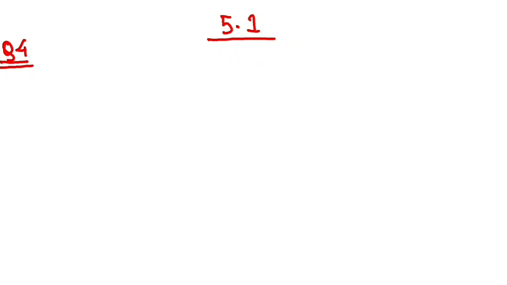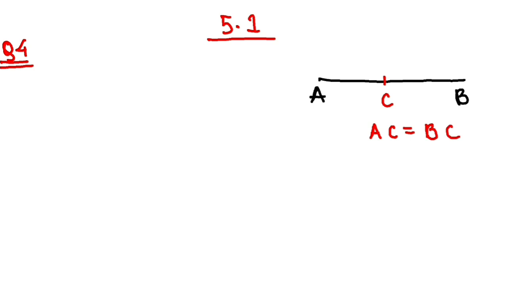We have learned the 7 axioms given by Euclid. Now we shall solve some questions. Exercise 5.1, question number 4. The question goes like this. There is a line segment AB and there is a point C in between A and B. It is also given that AC is equal to BC. Now what we have to prove is that AC is equal to half of AB.